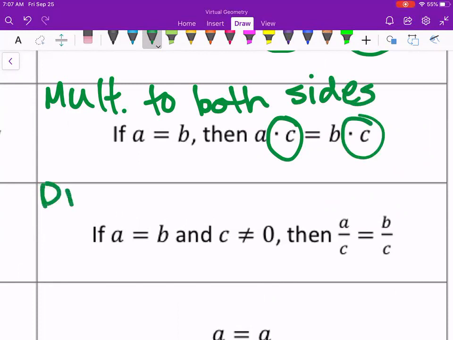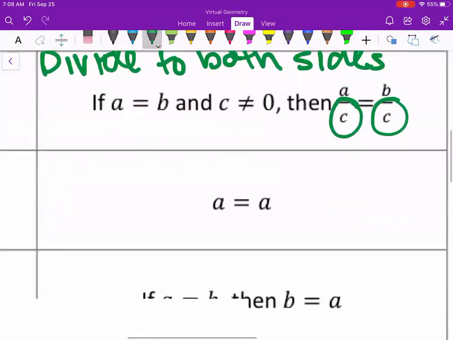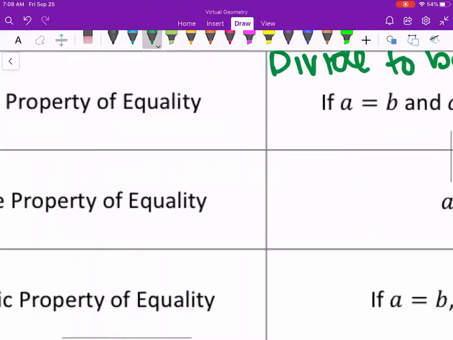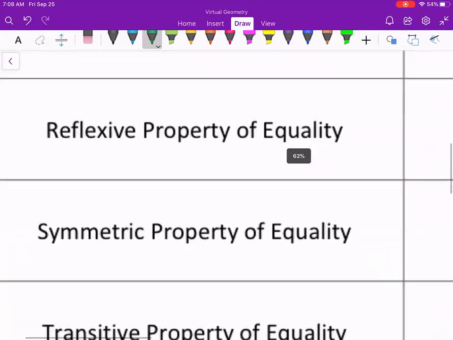And then the same thing for division. We can divide both sides. So both that same A and B have been divided by the same value. So those are all the ones that we use. Those are the 4 that we use whenever we solve equations. Now there's a few others that we're going to look at here in just a second.